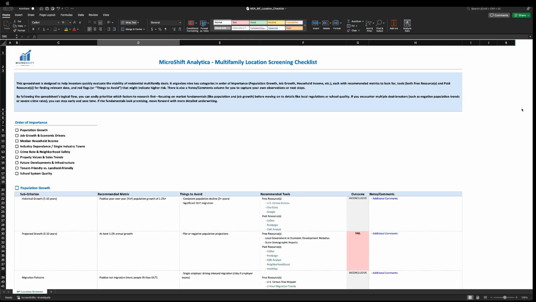This checklist acts as a funnel to help you screen out bad deals so you spend more time analyzing deals that closely meet your criteria and not wasting time underwriting every single deal that hits your inbox.